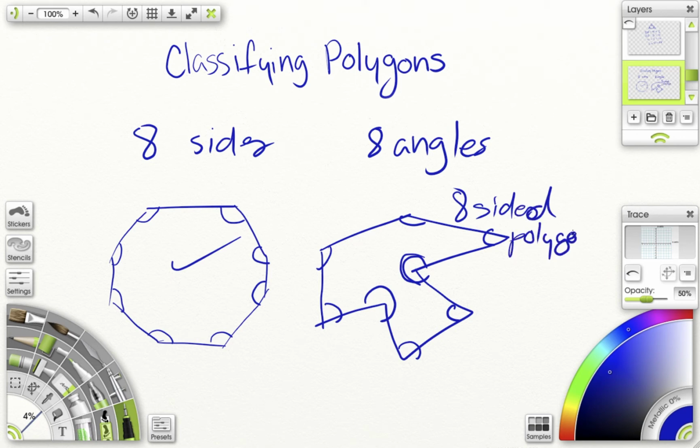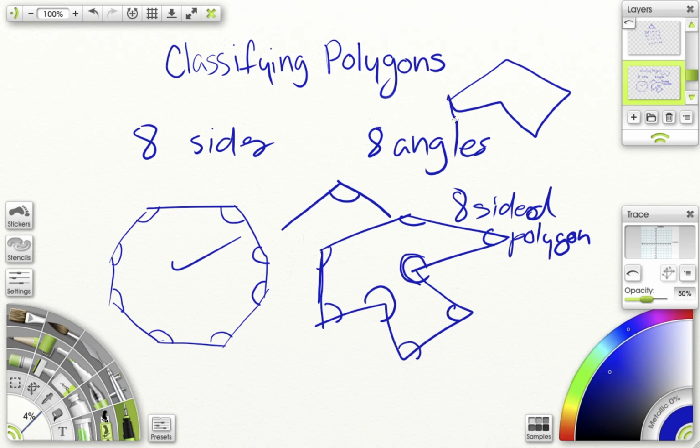But what we are trying to do with this math today is come up with shapes that have the same amount of sides and angles. It's pretty easy to do because a lot of shapes that have that many sides tend to have the same amount of angles. Because when 2 different lines come together, they form an angle.